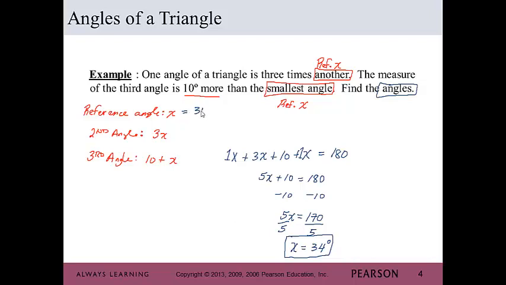So this one is 34 degrees, and this one is 3 times 34 degrees, which is 102 degrees, and then this one is 10 plus 34 degrees, which is 44 degrees. So your 3 angles are 34, 102, and 44. If you add these up, they should equal 180, which they do.